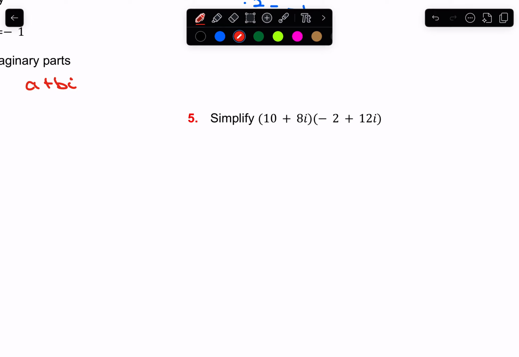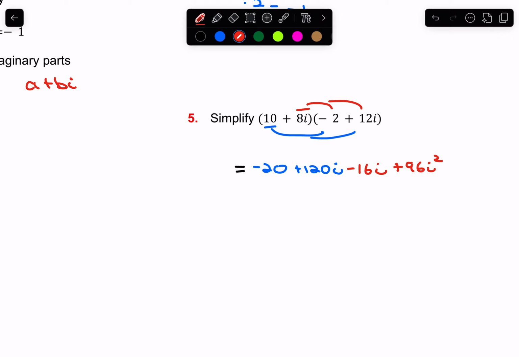For number 5, now we have two binomials that we have to multiply. So we're going to multiply 10 times both things in the second set of parentheses, and 8i times both things in the second set. So 10 times negative 2 is negative 20. 10 times 12i is 120i. 8i times negative 2 is negative 16i. And 8i times 12i is 96i squared.